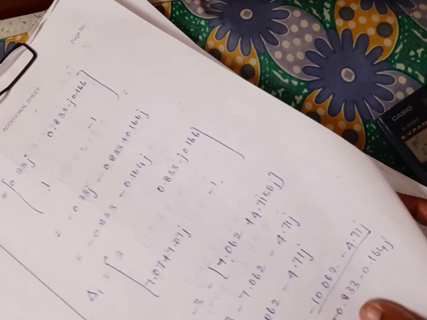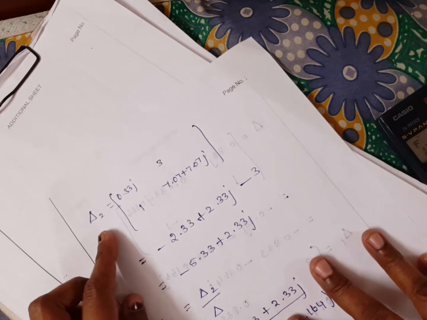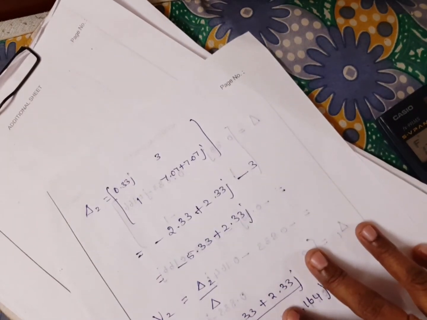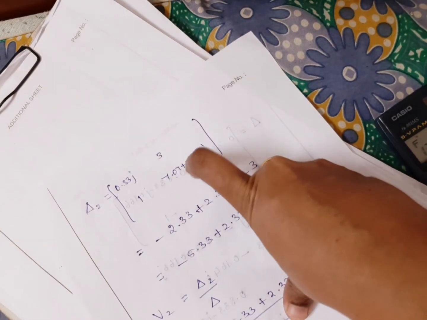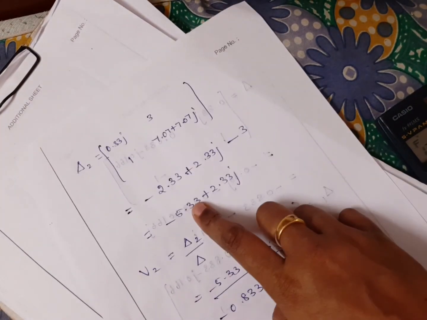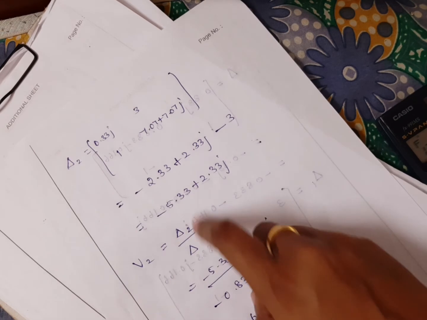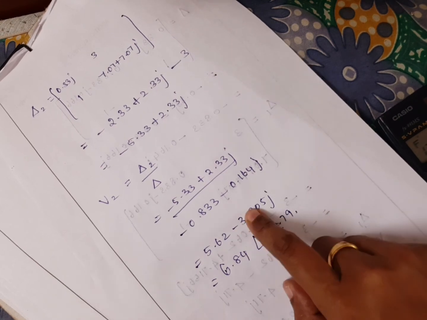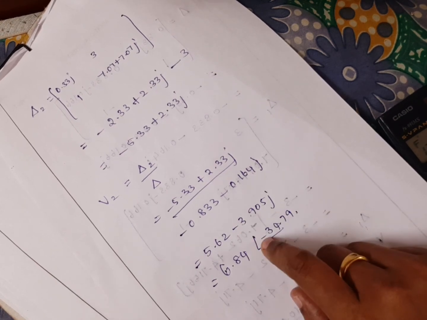Similarly, you want to find the value of V2. For del 2, in the second place you want to replace the equal-to values. Okay, and you got the del 2 value. So what is V2? Del 2 by del. Substitute del 2 and del values and get the answer. Finally, convert the rectangular form to polar form.